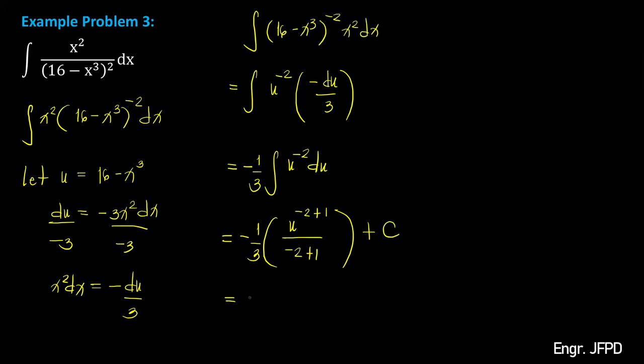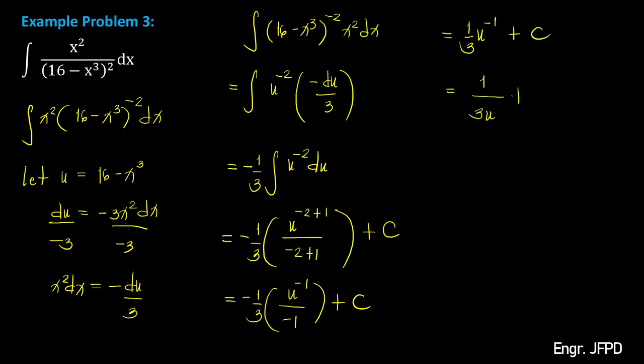Then let's try to simplify further. This is negative 1 over 3. And for our u, this is now negative 2 plus 1, which is negative 1, over the negative 1, then plus c. Try to simplify this equation. This is the negative of the negative 1/3, which becomes positive 1/3 multiplied by u raised to negative 1 plus c. Or applying the law of exponents, we can write u raised to negative 1 as 1 over u. And this will become 1 over 3 multiplied by u, plus c.